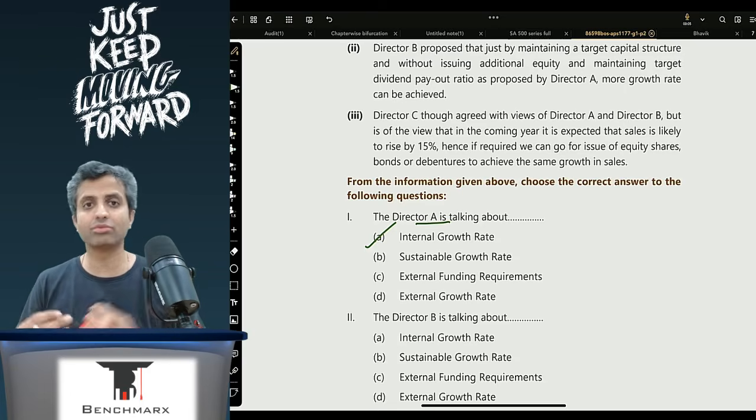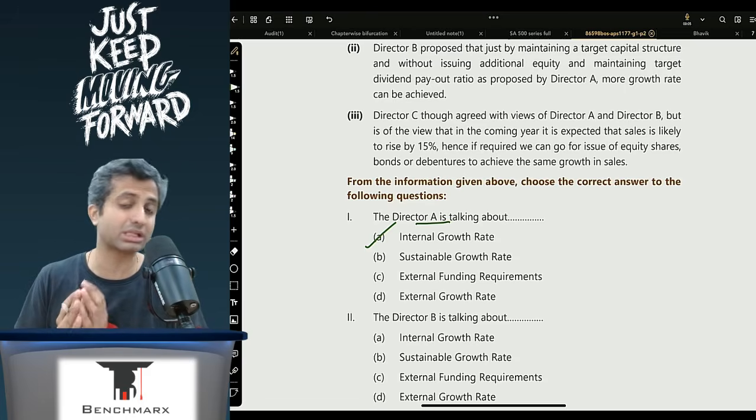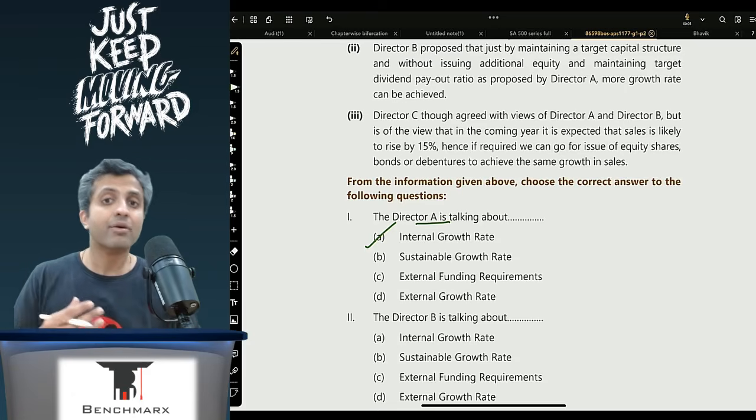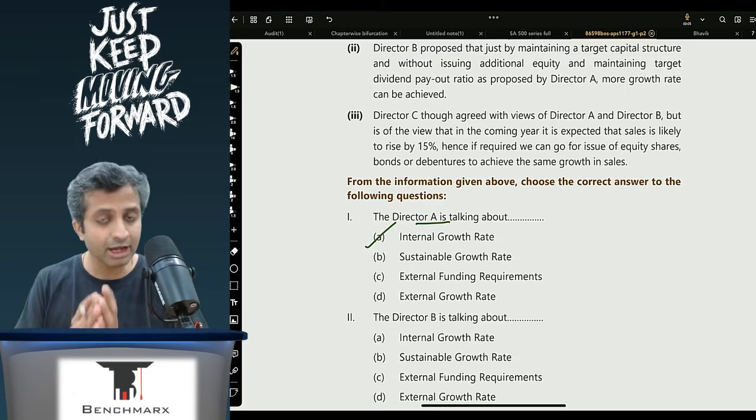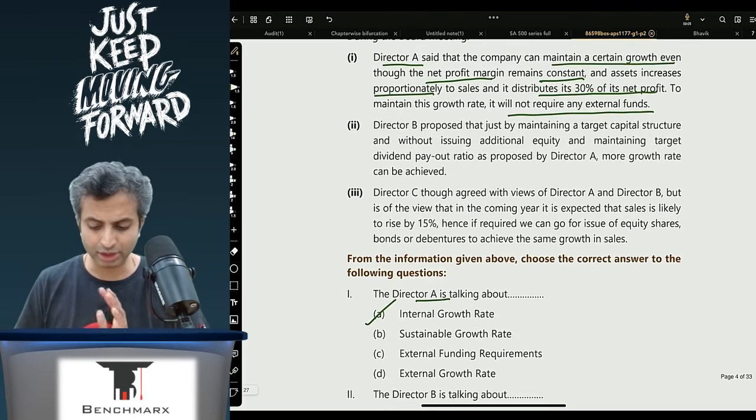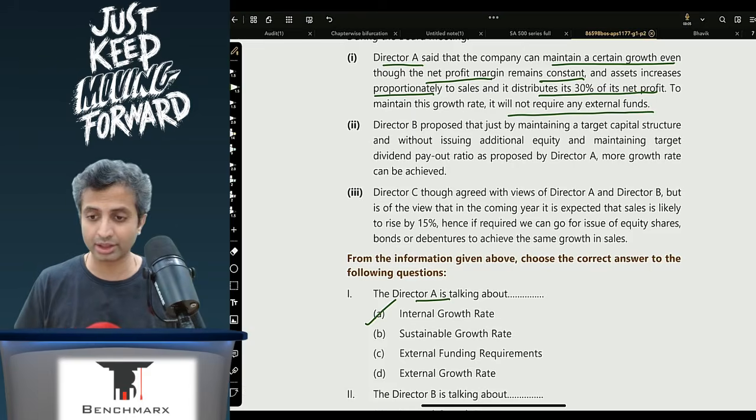And G is equal to R into B, that is your sustainable growth rate. So if your statement framing is pertaining to your retained earnings and your sustainable growth, that is when we call it a sustainable growth rate. Over here we can say this is an internal growth rate.